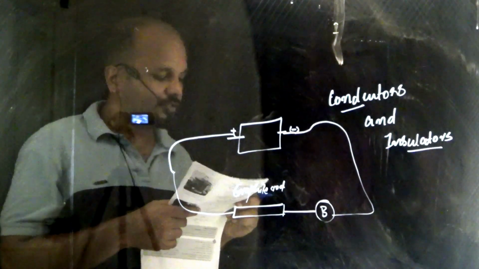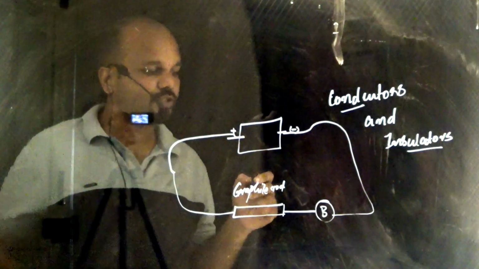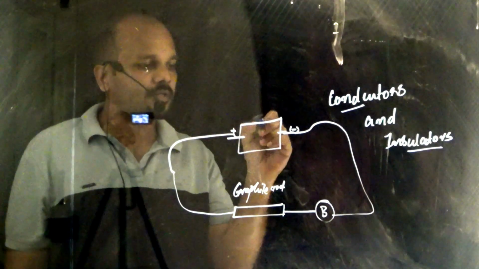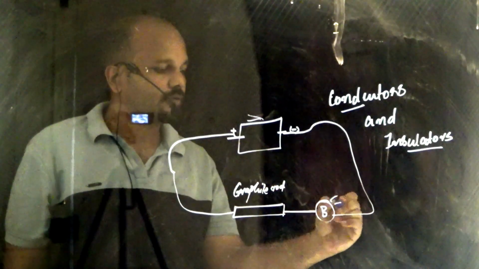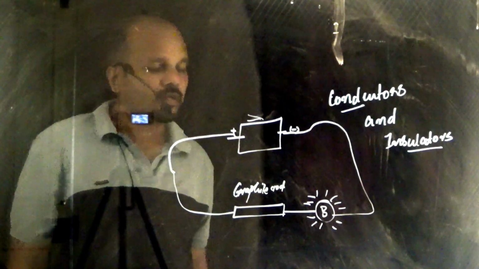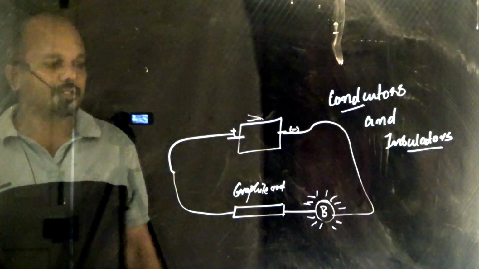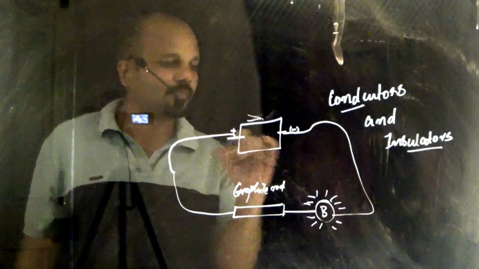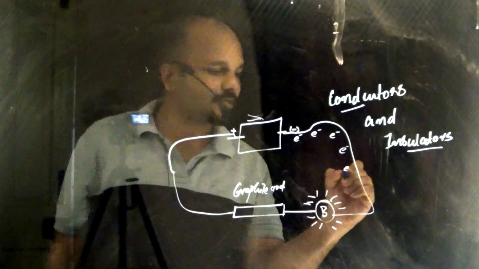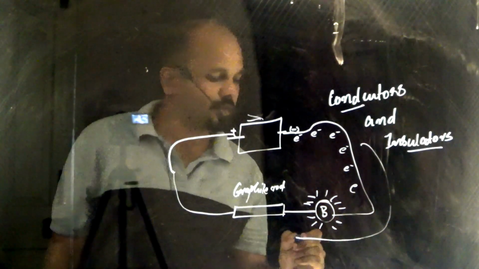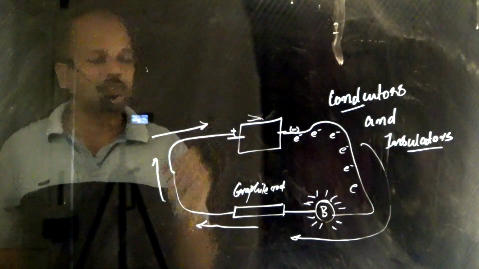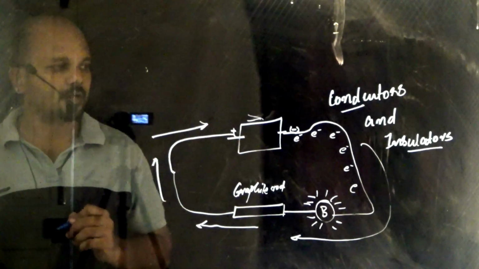And of course, there is going to be a switch. Let this be the switch. When you switch it on, this bulb is going to glow. Okay, the bulb is going to glow. And do you know the reason? When you are switching on, the electrons are going to pass in one direction, from the negative terminal to the positive terminal.